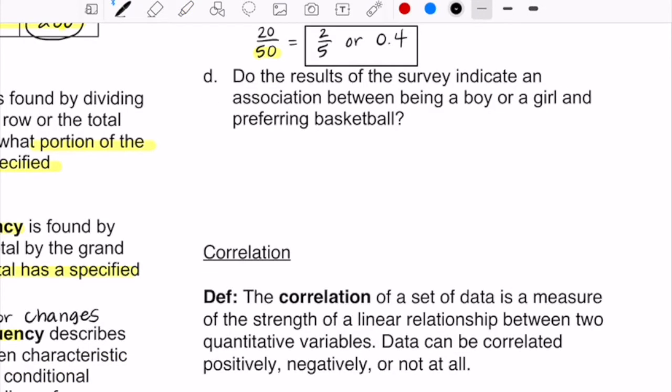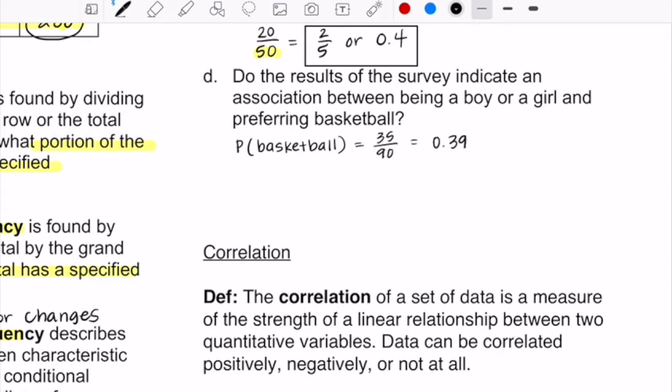It says, do the results of the survey indicate an association between being a boy or a girl and preferring basketball? And so there's 3 numbers that we have to figure out to answer this question. So the first thing I'm going to do is figure out the probability that a person selected at random prefers basketball. And so for this one, there's 35 people that prefer basketball out of 90 people total. And so doing that division would give you 0.39.